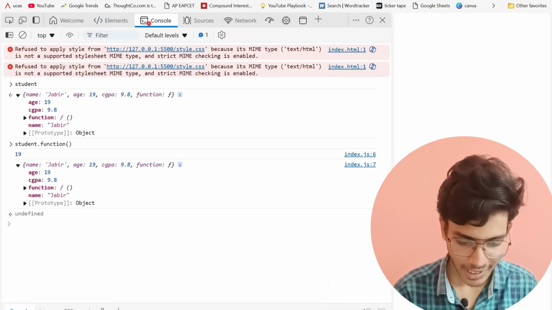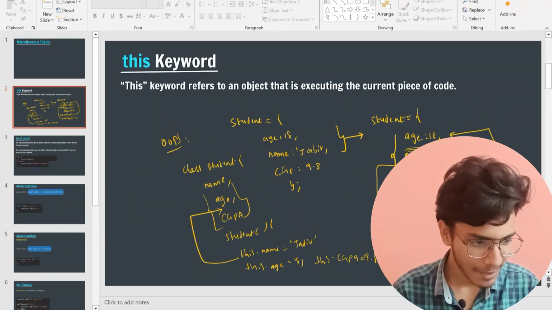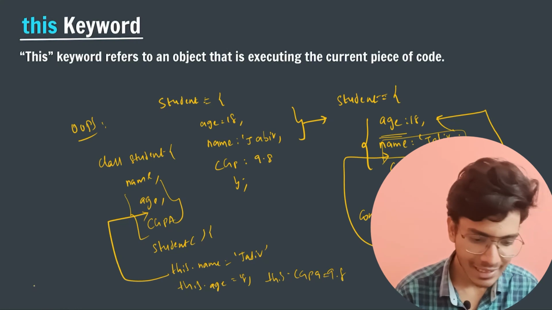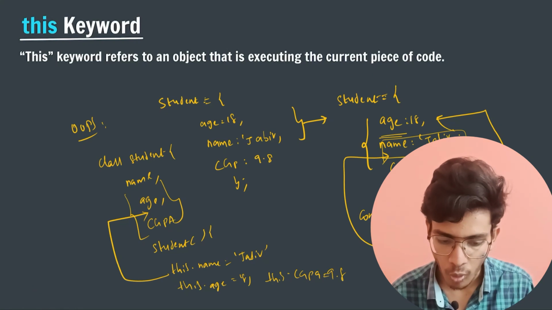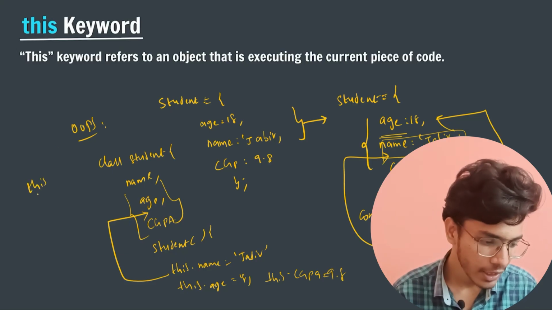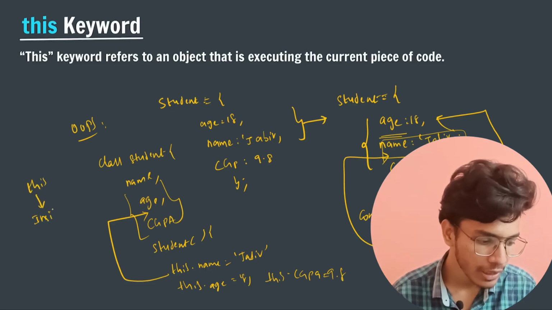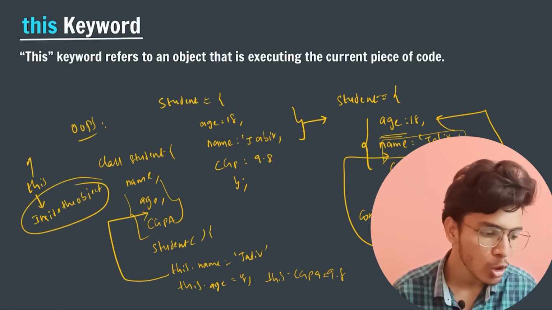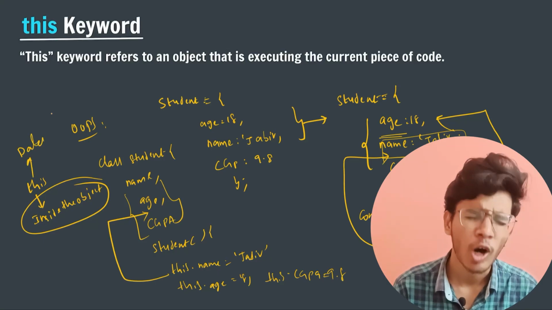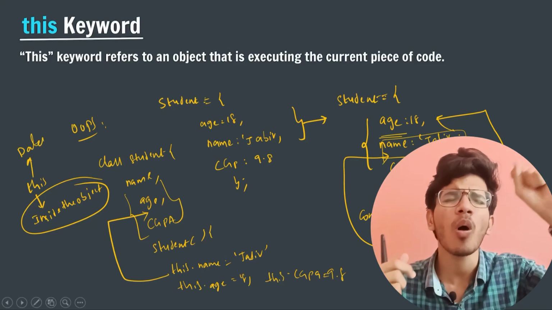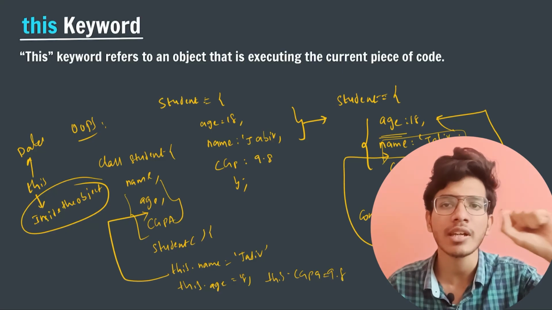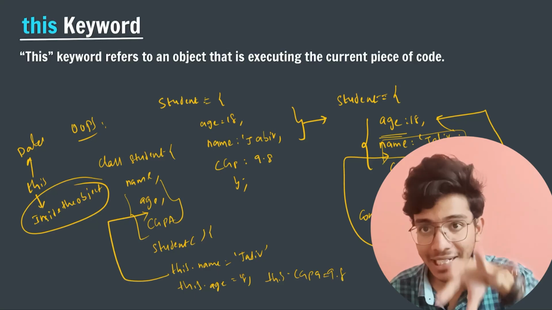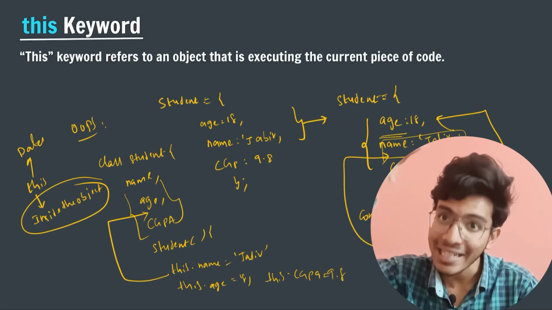So here let me write, whenever I am defining this keyword inside the object, what this keyword will store is the data of the object. How many key value pairs are there? It will store all the related information about the object. If you are defining this inside the object, it will store the entire data of the object.